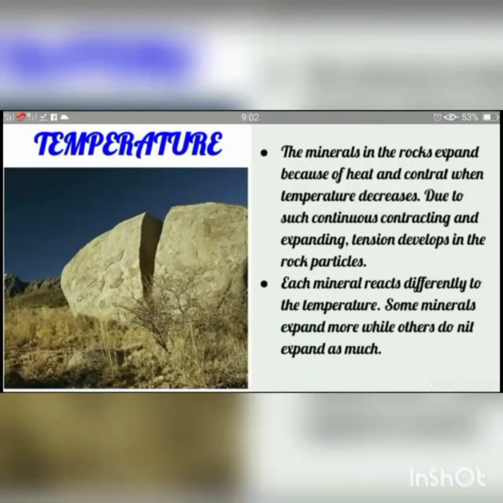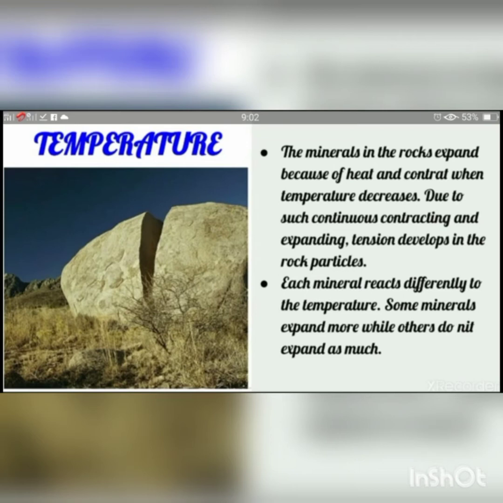So first we are going to study about temperature. Now the minerals in the rocks expand because of the heat and contract, मतलब shrink, when the temperature decreases. So due to such continuous contracting and expanding, tension develops in the rock particles. Each mineral reacts differently to the temperatures.